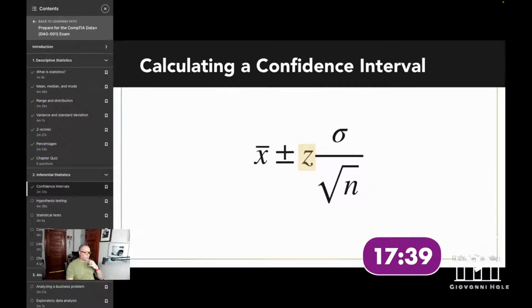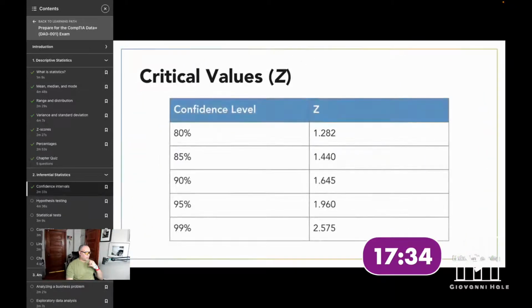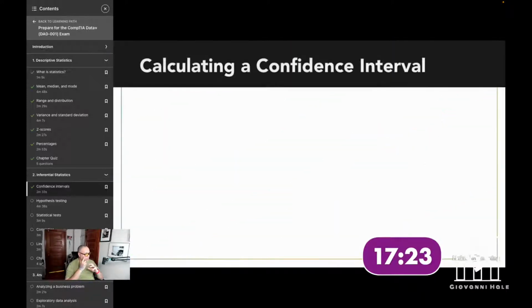The more confident we need to be, the wider the range of the estimate will be. Here's that table of critical values. As an example, if we want to calculate a 95% confidence interval, we use a critical z-value of 1.960 in our formula. So let's try an example.